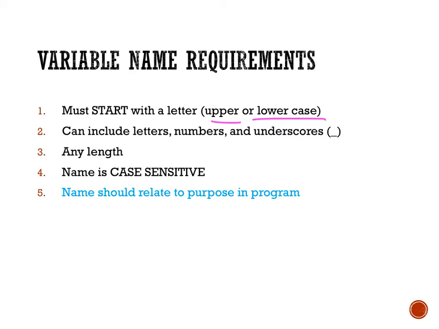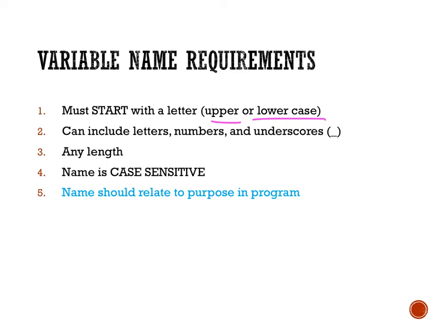I know that when you guys were in Visual Basic, if you took the intro class, you could use various symbols to dictate whether you had an integer versus a string, but in C# you can only use letters, numbers, and underscores. There are no other symbols allowed.